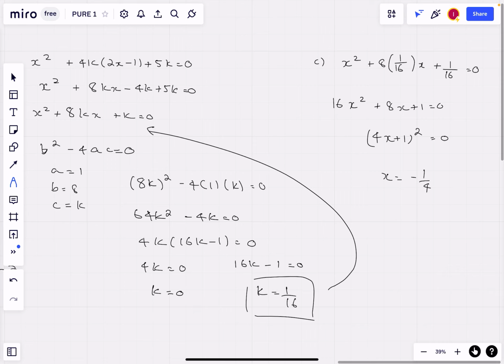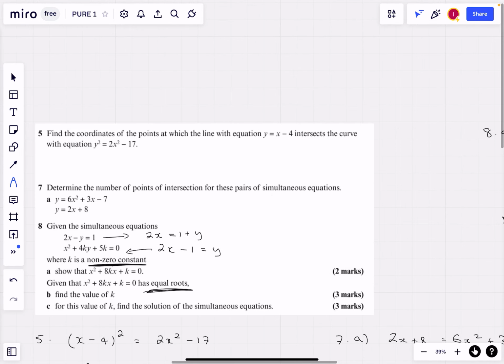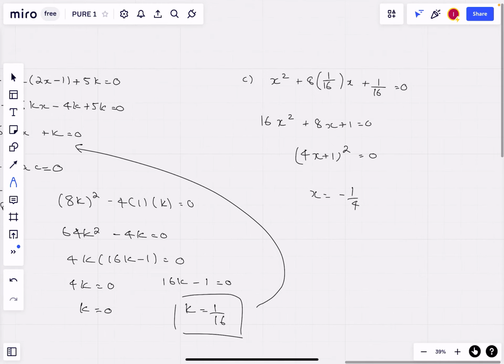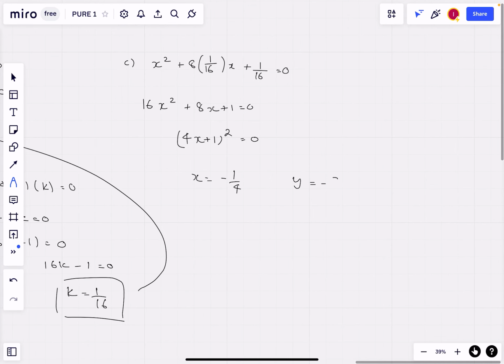So that means x equals minus a quarter is your only solution of x. When x equals minus a quarter, you plug that into your equation 1 and you get y equals minus 3 over 2. And there you go. That's your answer.